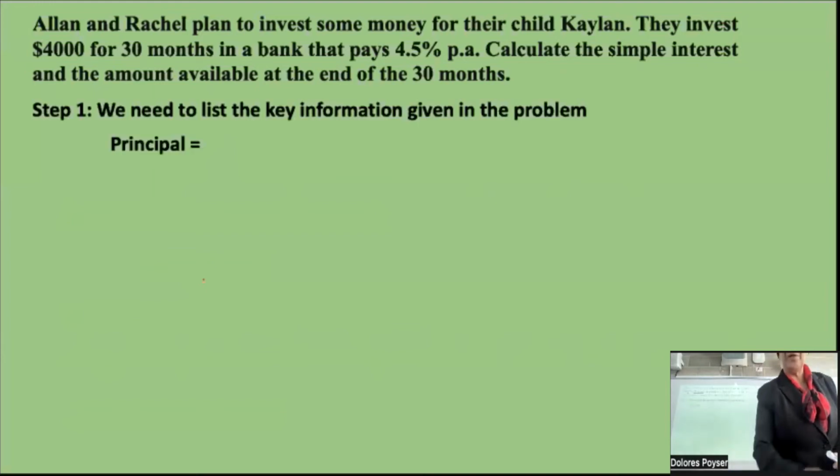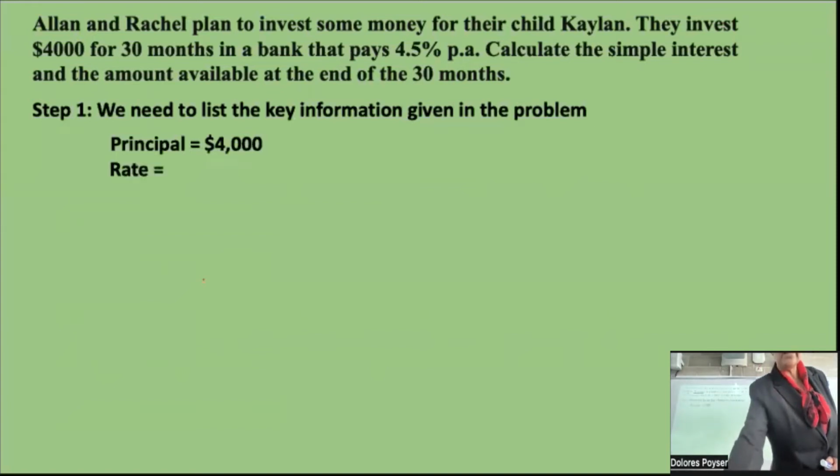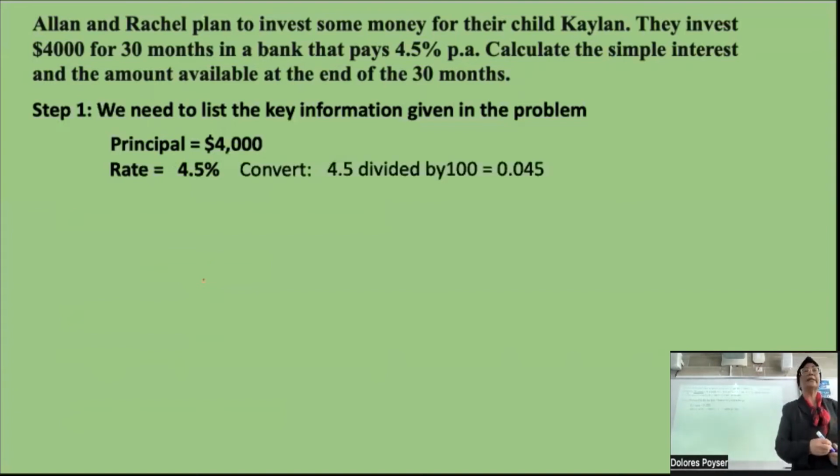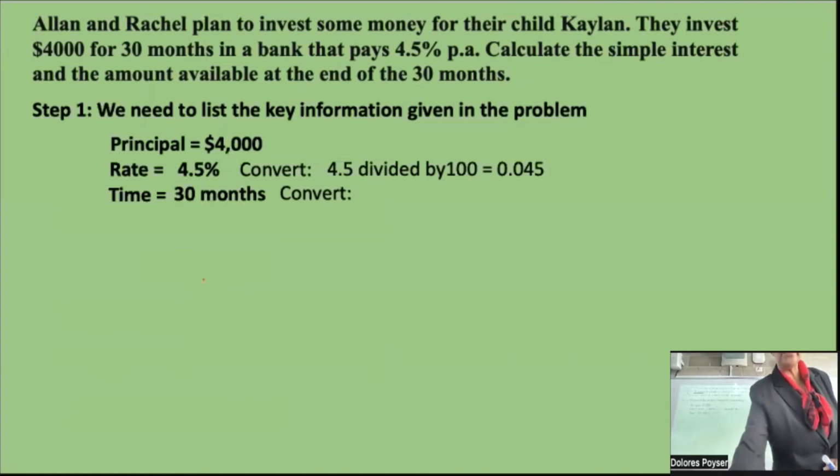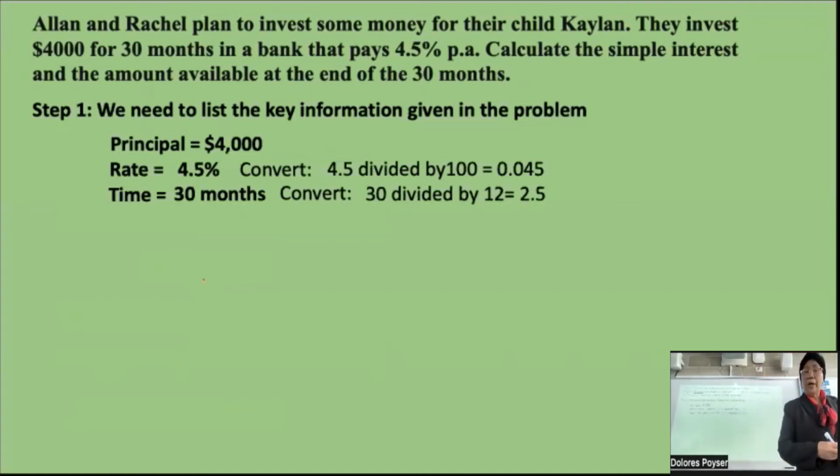Okay. So step 1, we said that we need to write them down. So we have the principal. How much? It is 4,000. Okay. Next one, rate is 4.5%. Now we need to convert that. And to convert, we have to divide it by 100. And so in the end, we get 0.045. Okay. And then the time is 30 months. So what do we do to convert it into years? We need to convert it by dividing it by 12. So the time now becomes 2.5.